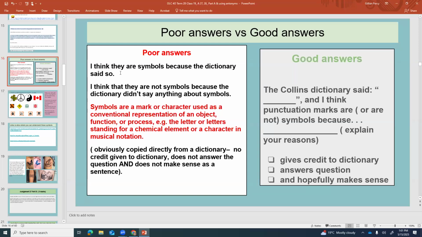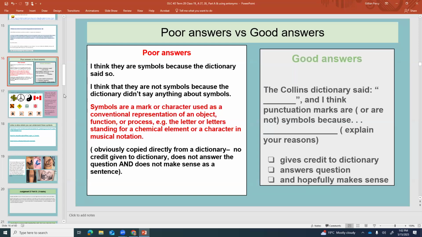So I don't give you the credit for that, okay? Now, if you do want to look at the dictionary, it's fine to say something like, well, the Collins Dictionary said blah, blah, blah, and I think punctuation marks are or are not symbols because, and explain your idea. Now, you're still giving credit to the dictionary, but you're not just using the dictionary definition as your entire answer, okay? And because you're telling me that it's the dictionary definition, that you're being honest about that, then again, you don't lose marks that way.